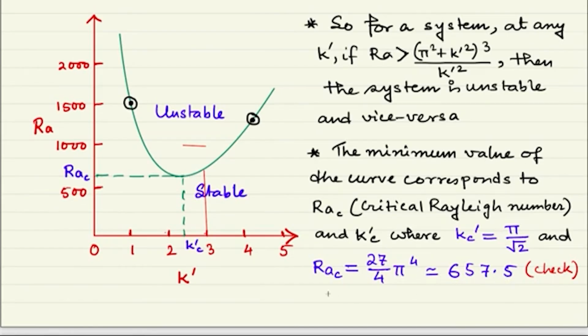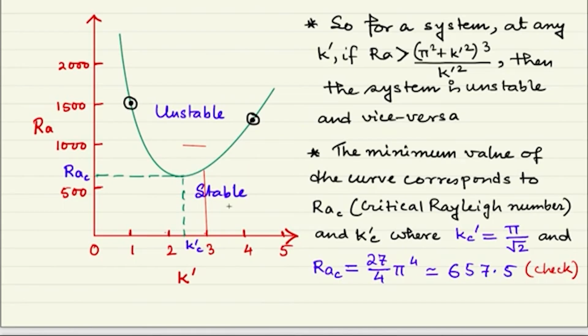Now here there can be a confusion between marginal Rayleigh number and critical Rayleigh number. Marginal Rayleigh numbers are the Rayleigh numbers which lie on this curve, and the minimum value of all the marginal Rayleigh numbers for a given system is called the critical Rayleigh number for the system.